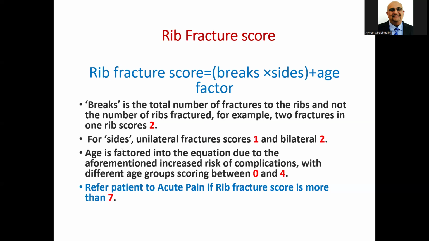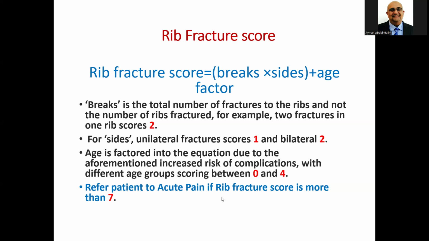For sides, unilateral scores 1 and bilateral scores 2. So for example, 2 fractures in one rib is 2. For the sides, if it's bilateral, then it's 2; if it's unilateral, 1. Age is also factored into the equation, with different age groups scored between 0 to 4. So we have the rib fracture score: breaks times sides plus age factor.